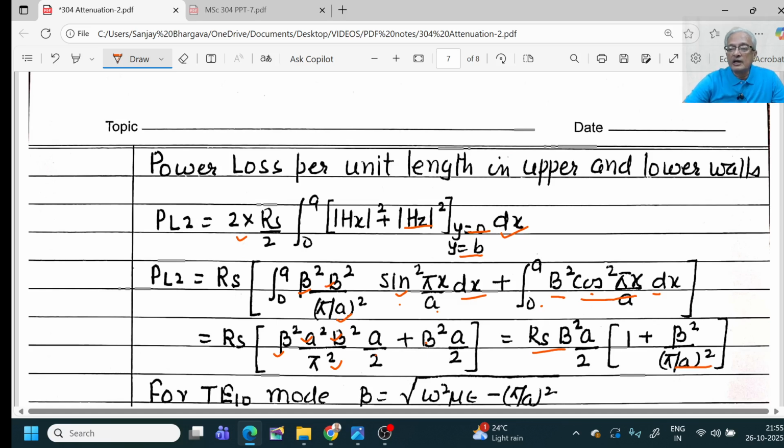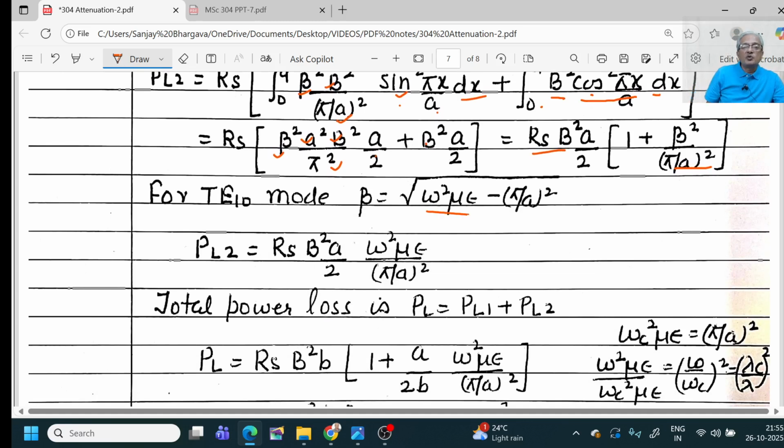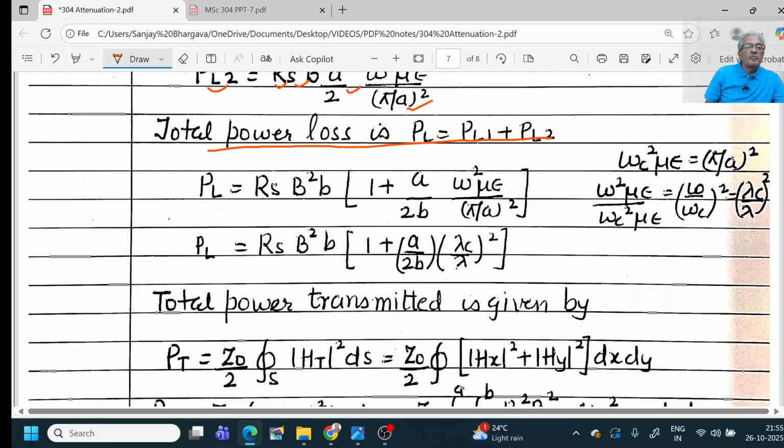For TE10 mode, beta squared is given by omega squared mu epsilon minus (pi upon a) whole squared. So PL2 would be equal to Rs beta squared a by 2 omega squared mu epsilon upon (pi by a) whole squared, and the total power loss would be equal to PL1 plus PL2. Just add the two quantities calculated by us. So PL would be equal to Rs into b squared into (b plus a upon 2b) into omega squared mu epsilon upon (pi by a) whole squared.